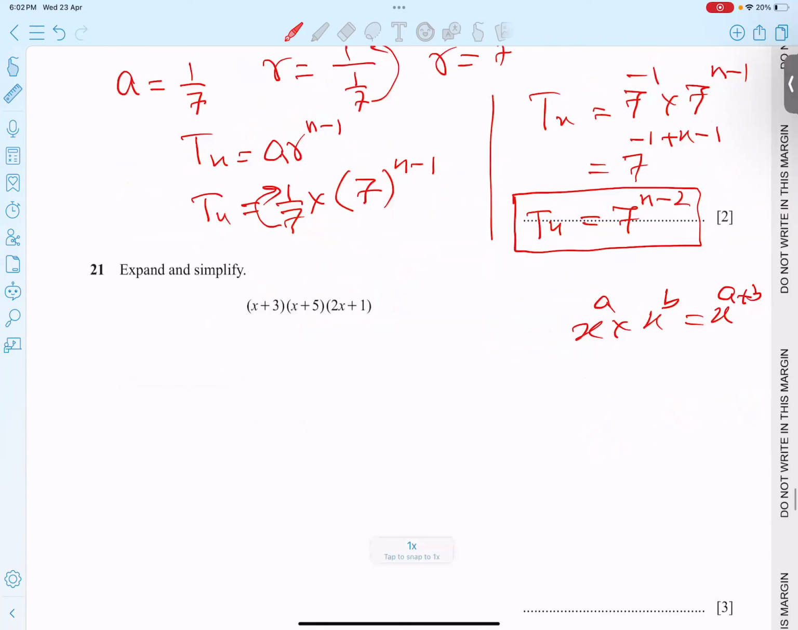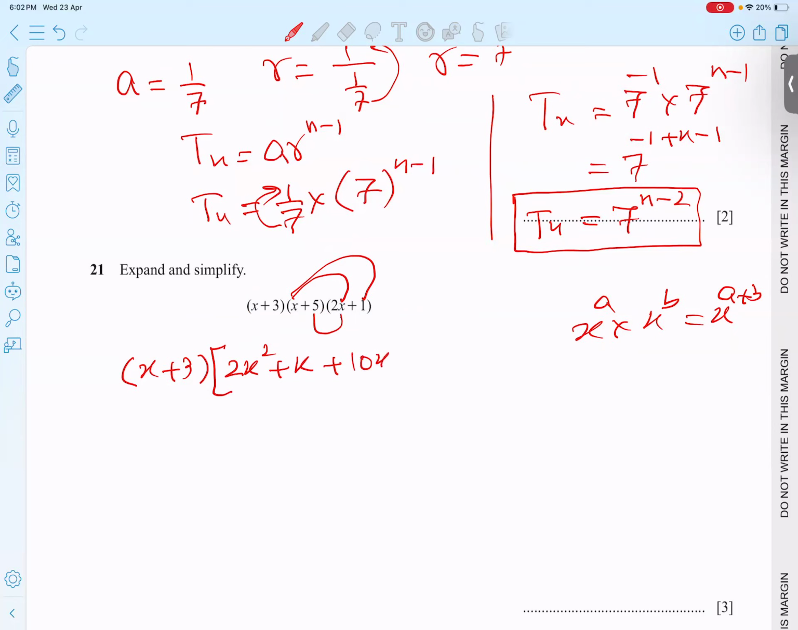Let's talk about question number 21. This kind of question is a favorite. In the last 2-3 years it was added to the new syllabus, and since then it is coming in almost every exam. You can multiply any bracket before the other, no problem at all. So x times 2x square, I got 2x cubed. X times 1, I got x. 5 times 2x, 10x. 5 times 1, I got a 5.